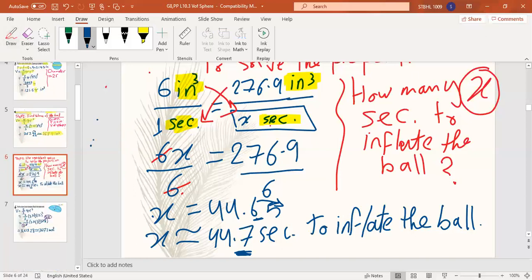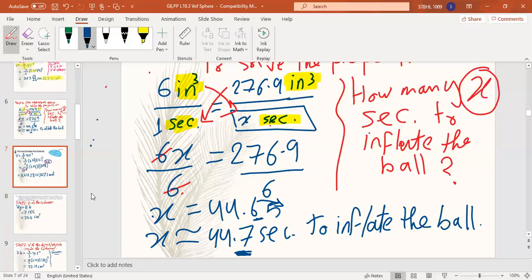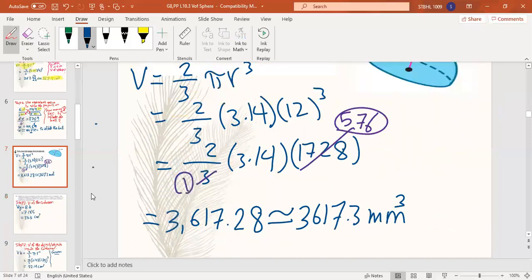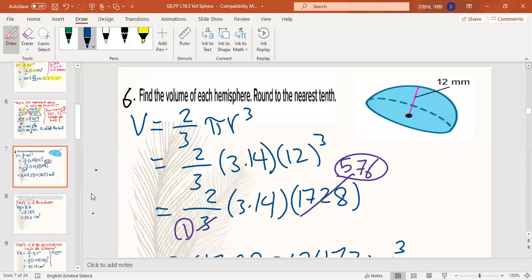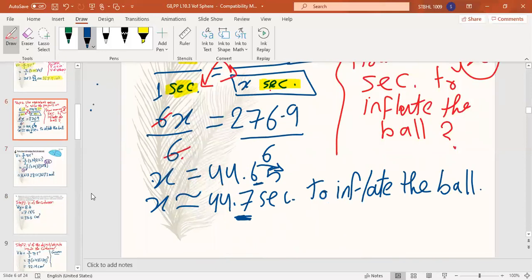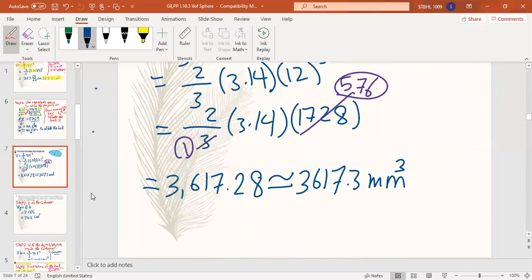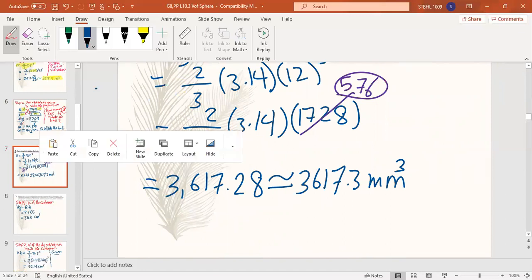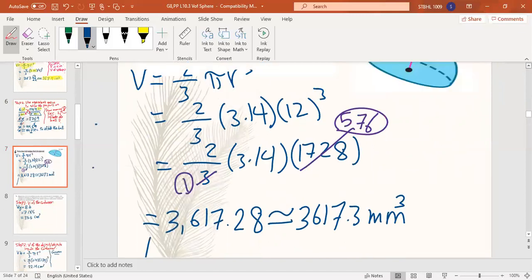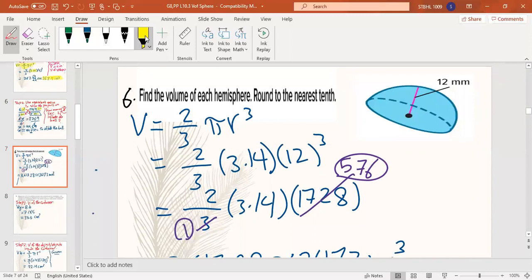Let's go to exercise 6. Exercise 6 is about volume of hemisphere. And of course, you know that the formula of volume of hemisphere is 2 over 3 pi r cubed. Let's read the question.